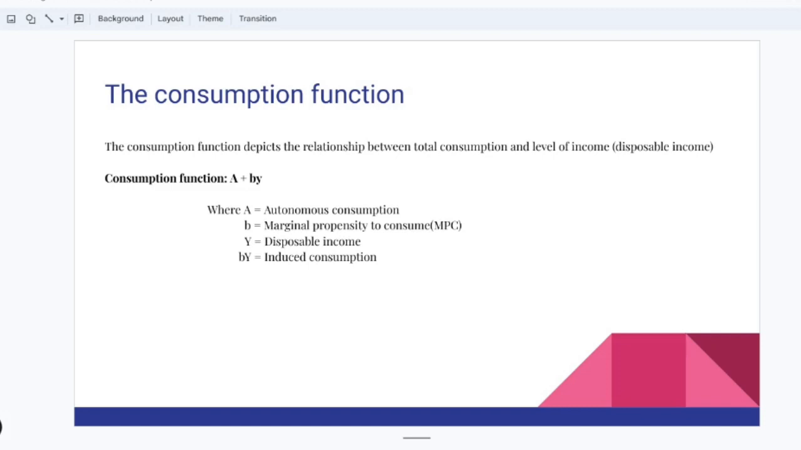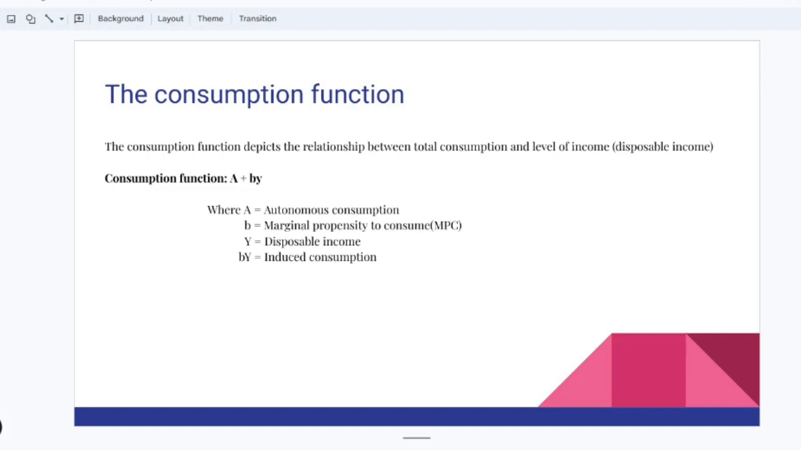Whereas B would be the marginal propensity to consume. This is the proportion of income that gets consumed or spent as opposed to saved, and we'll speak about this later on. Whereas the Y represents disposable income. So together, B times Y is going to be equal to induced consumption.